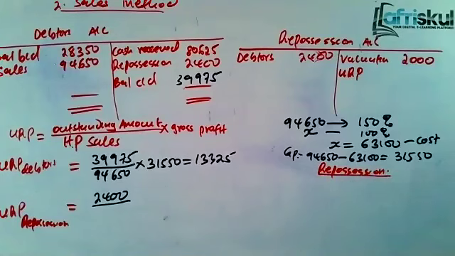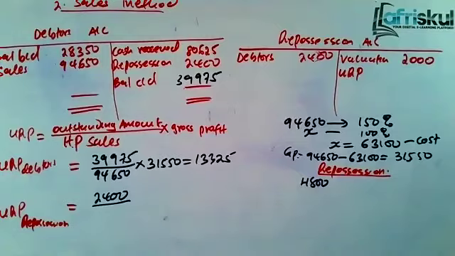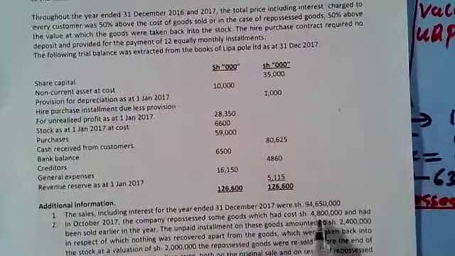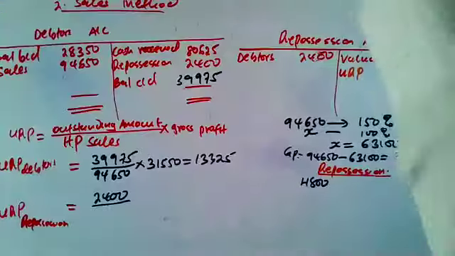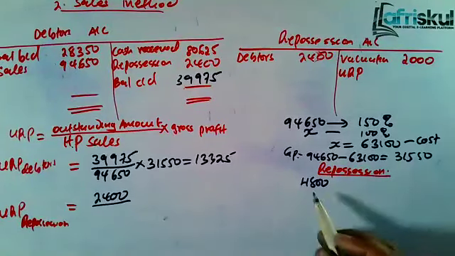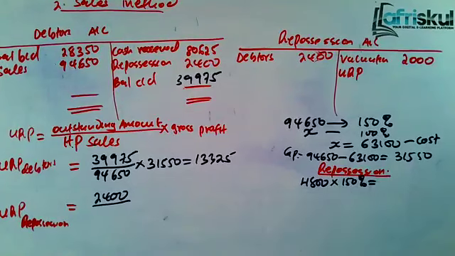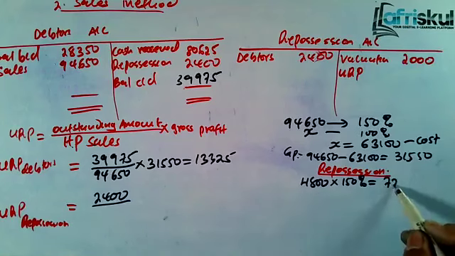Let's look here. We were told they repossessed some goods which had cost 4,800. This was the cost. Let me take you back there. Goods which had cost 4,800. Now, that is the cost, and we were told the sales were made at 50% above. If you want to get the higher purchase sales, it's 4.8 times 150%. Because 48 was the cost, you get 7,200.